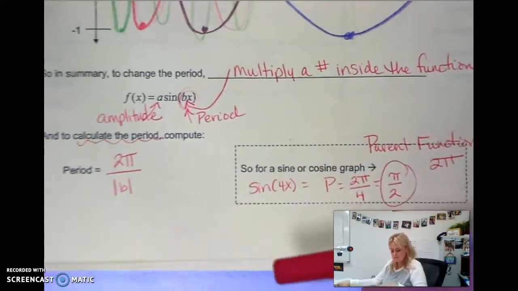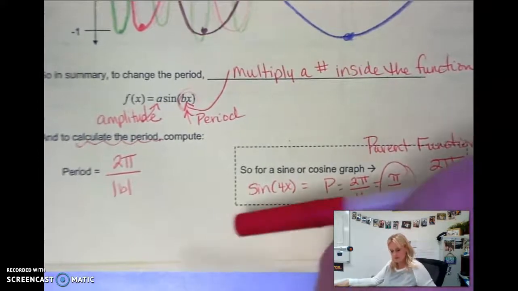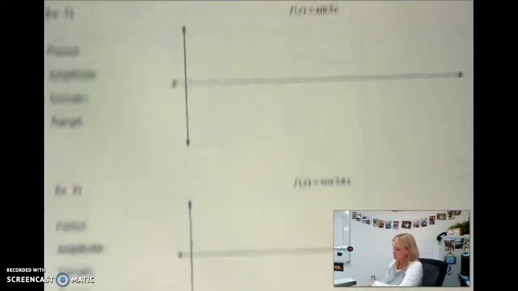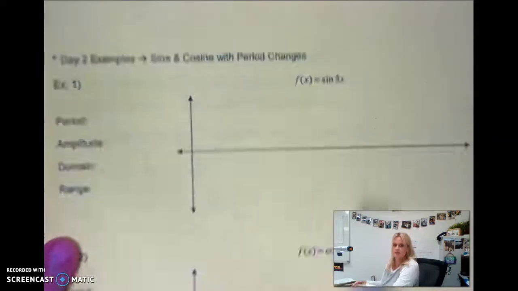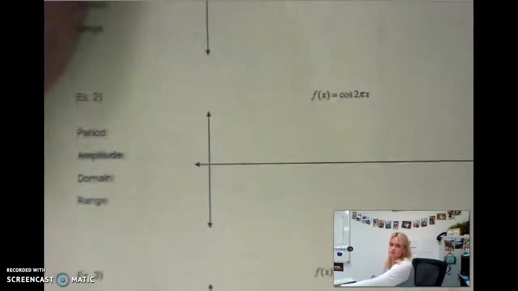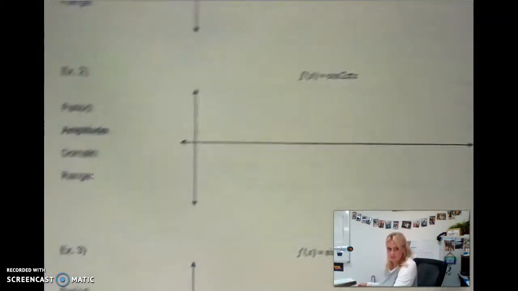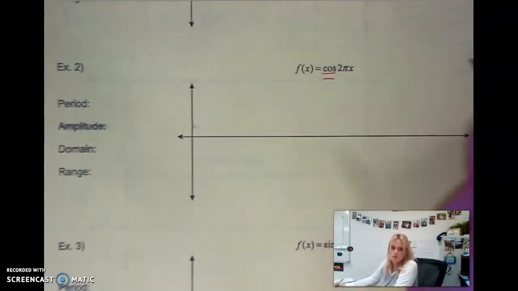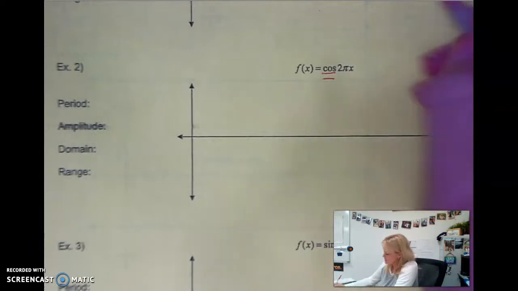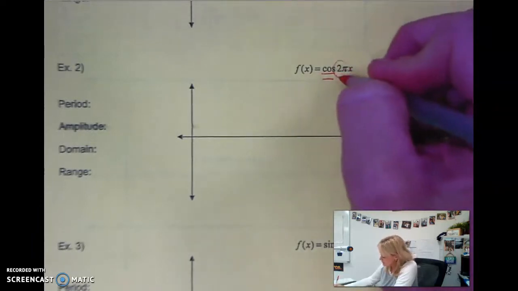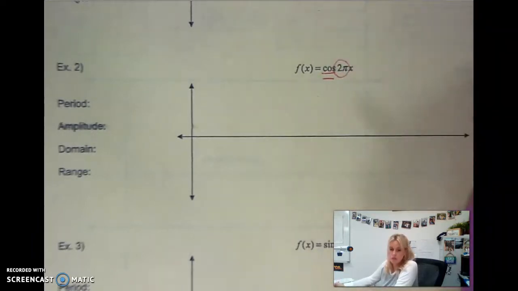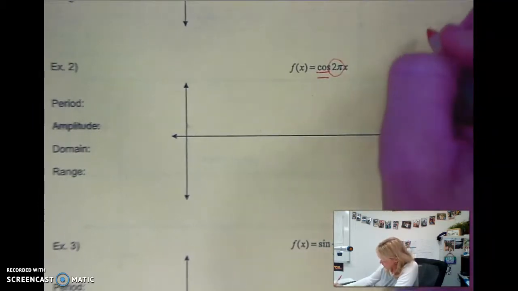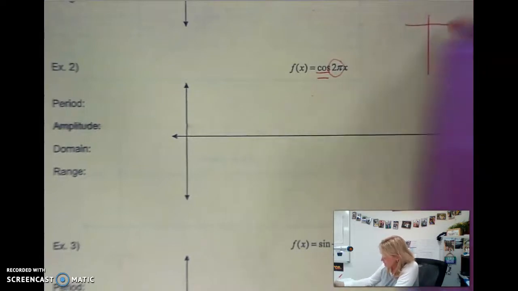So if you turn the page, okay, I'm going to skip number 1 and I'm going to look at number 2. What's so different about number 2? Well, first of all, we're going to be using the cosine's parent graph. Second of all, look at what B is. B is 2 pi.